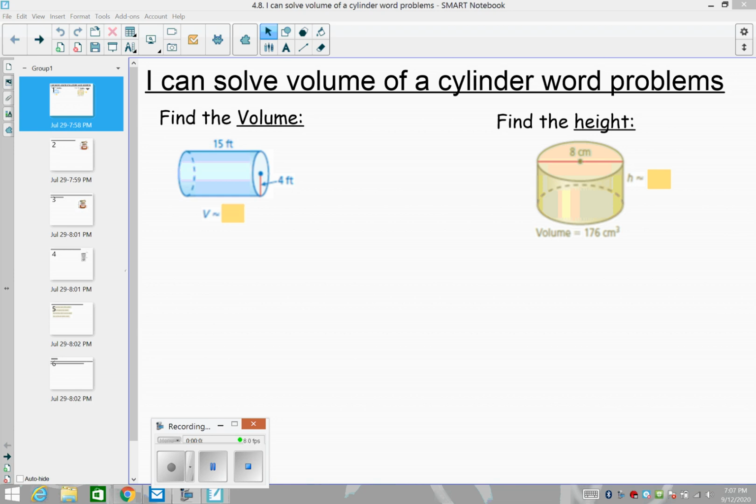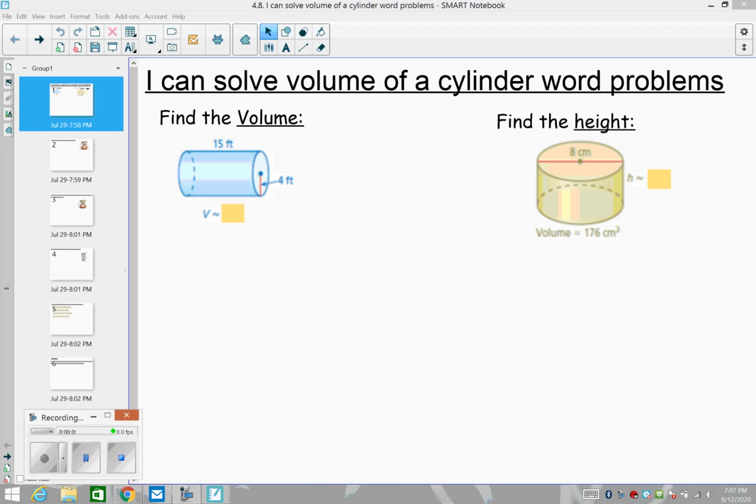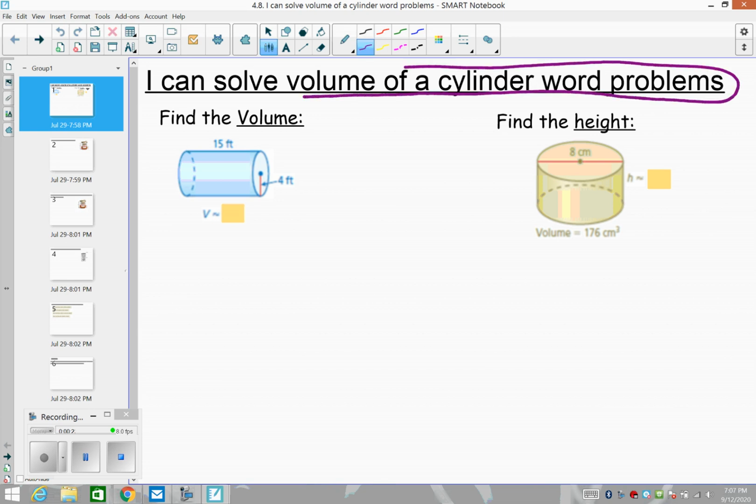Hey, math friends. So our learning target today is I can calculate the volume of a cylinder again, just like we did yesterday, but in word problem form. A lot of the same things we did yesterday, just another layer on it, basically. So how do you calculate the volume of a cylinder? Word problems will be given different scenarios.